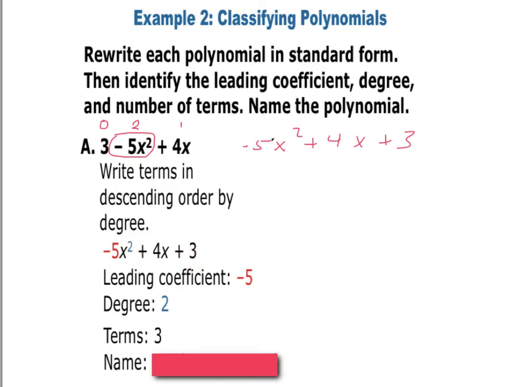And what do we call this? Well, remember, it's to the second degree. Look at your chart that you wrote down in your notes. It's going to be called a quadratic. It has 3 terms, so it's called a what? Yes, a trinomial. So we're going to call this a quadratic trinomial. All right, go ahead, pause this, make sure you have that down.